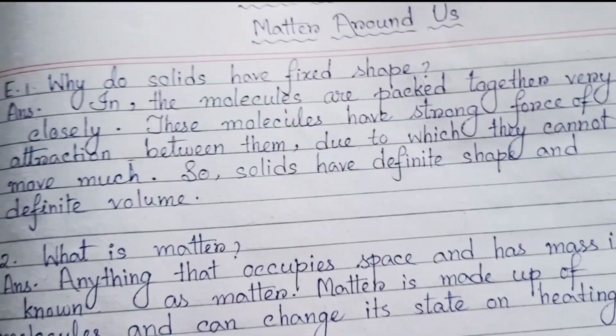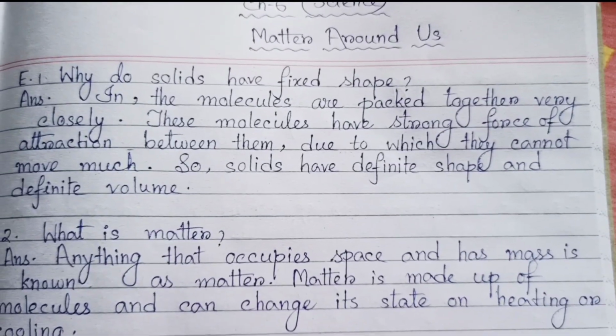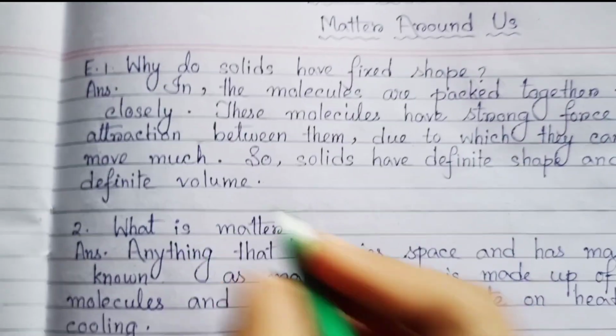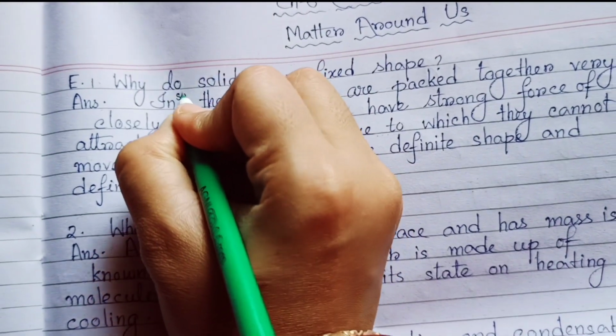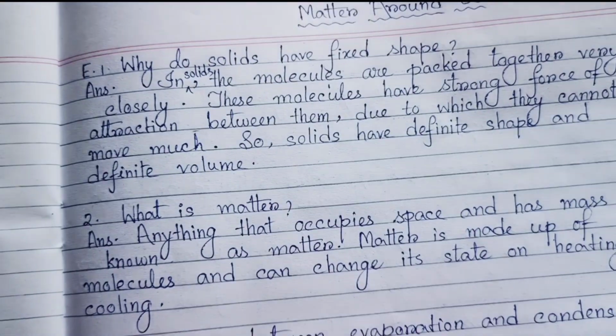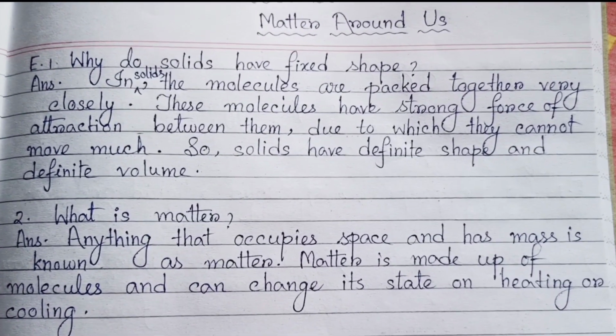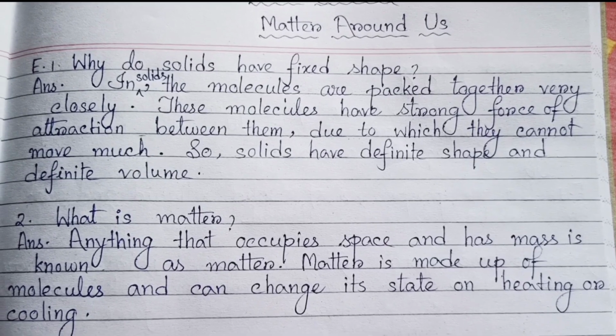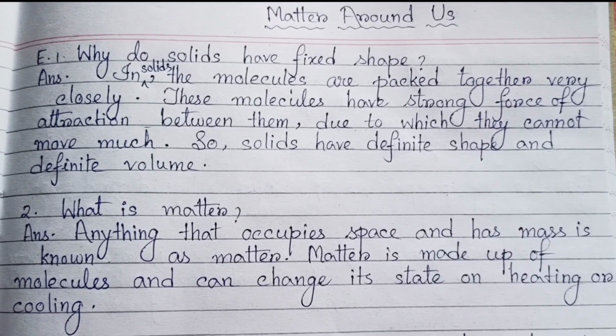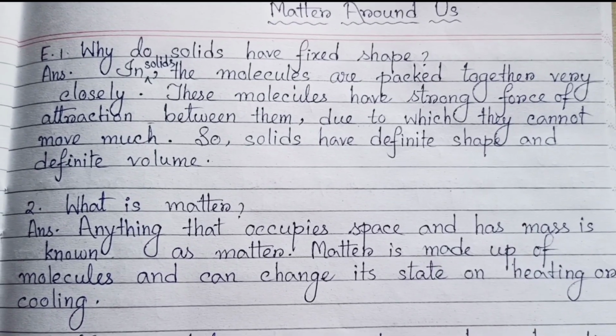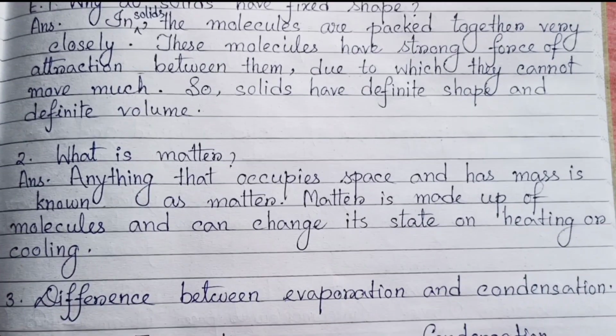Okay, let's see. Why do solids have fixed shape? In solids, the molecules are packed together very closely. These molecules have strong force of attraction between them, due to which they cannot move much. So solids have definite shape and definite volume.